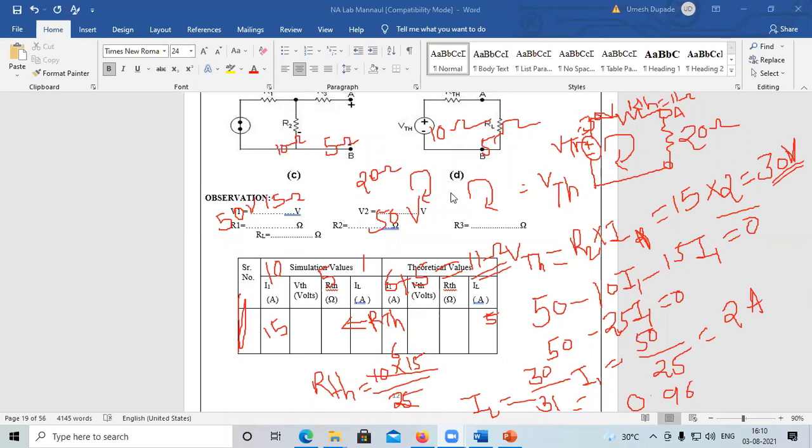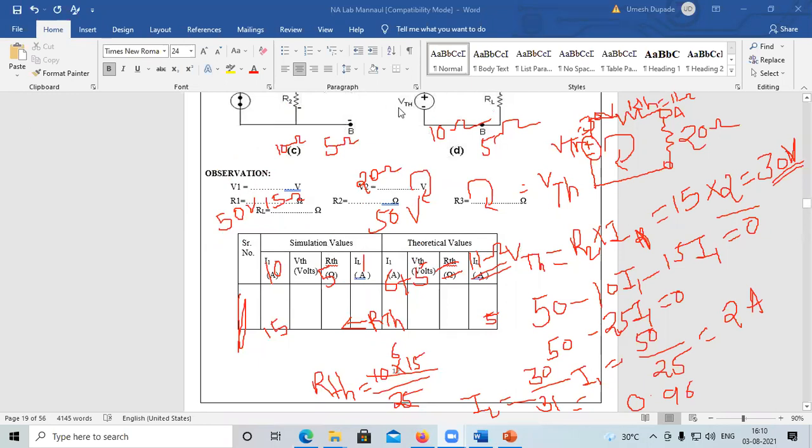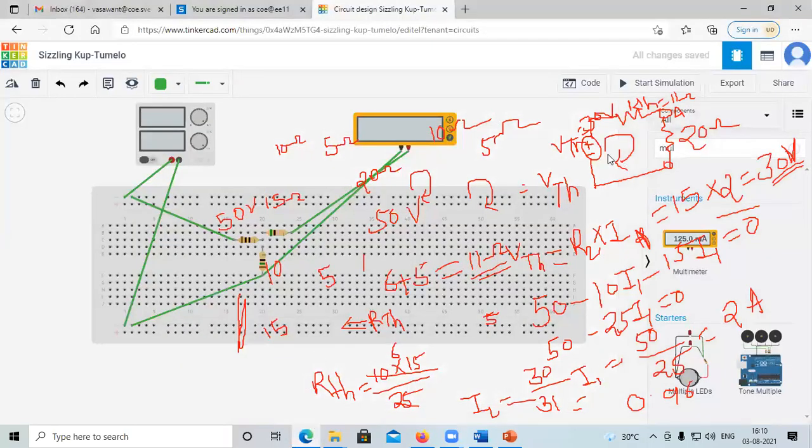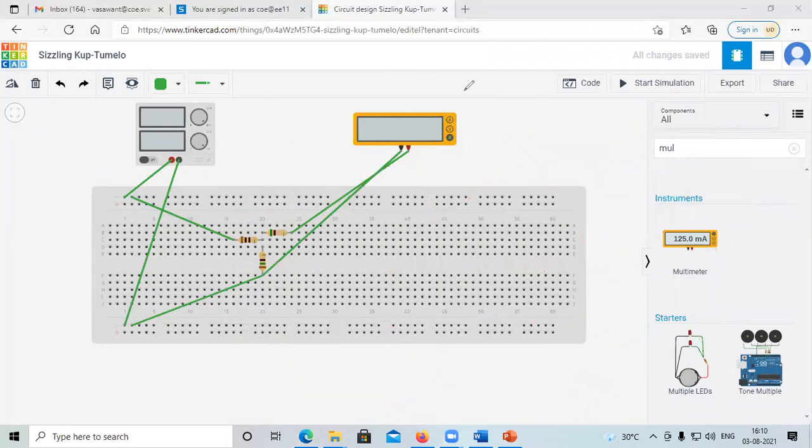Okay, now we will simulate this practical using Tinkercad. We will see the simulation. I will clear all this. Now see our circuit diagram. It has one resistor, another resistor, another resistor, one voltage source, and here the load resistance RL.